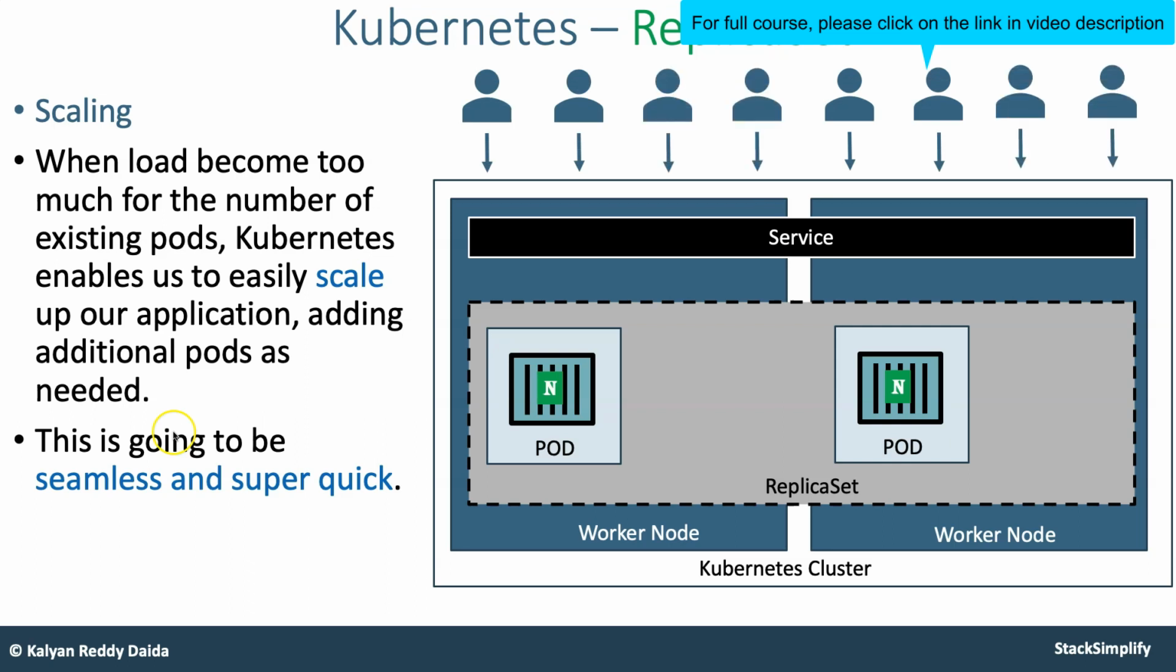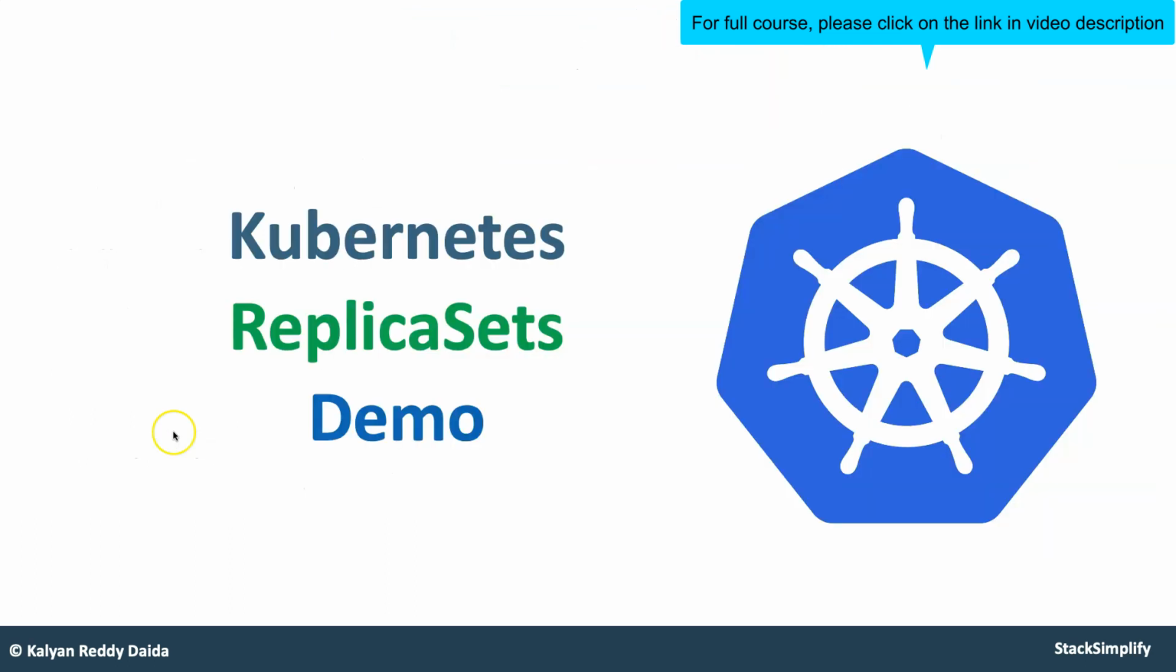In that case, to scale, you have multiple options in Kubernetes. The first is to update your replica set's number of replicas to the desired number and apply that. Or you can use kubectl scale to do that. Or you can even enable the horizontal pod autoscaler to autoscale the pods to support the amount of traffic spike at that point of time. Now let's go ahead and implement the Kubernetes replica set demo.